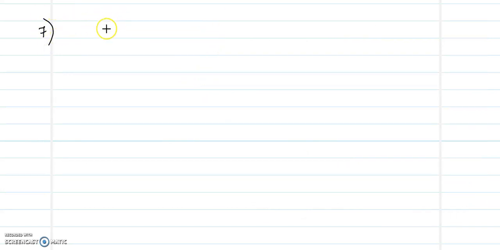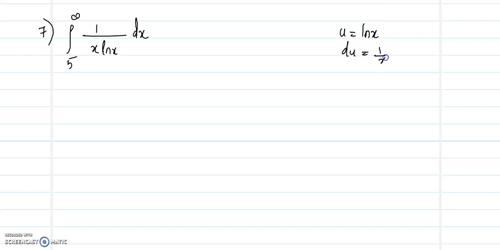Question number 7. We need to evaluate the integral from 5 to infinity of 1 by x log x dx. Here we will use the substitution u equal to log x. So du will be 1 by x dx, and as x varies from 5 to infinity, u will vary from log 5 to log infinity, which is infinity.